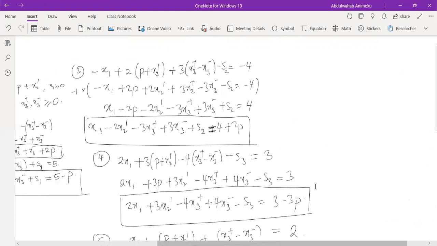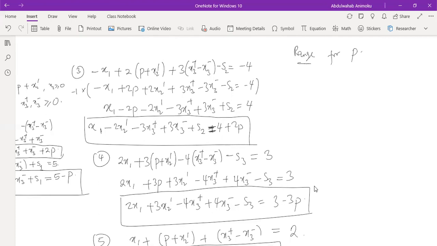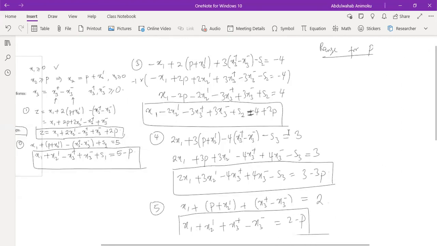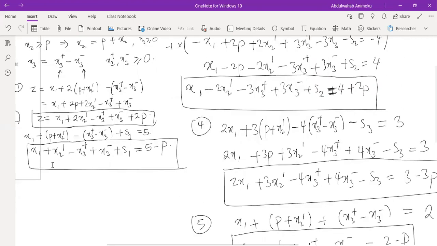Now, the final problem is, what is the constraint, or what is the range for P? So we are looking for the range for P. Now, how can we find the range for P? We can use this standard form to be able to do that. So we look at each of the equations, right? And from each of the equations, we can determine what would be the range for P. So let's look at this second equation, right?